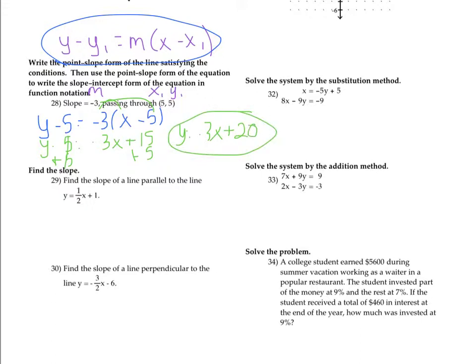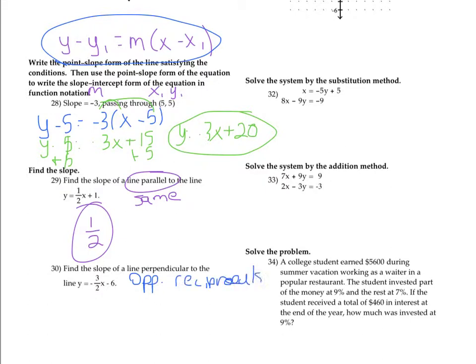Find the slope of a line parallel. Parallel lines have the same slope, so our slope would be good old 1/2. Perpendicular slopes are opposite reciprocals. So if I have negative 3/2 to start off with, I would change that, make it positive, and flip it. So 2/3.